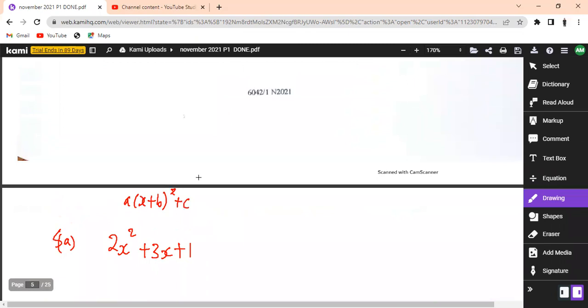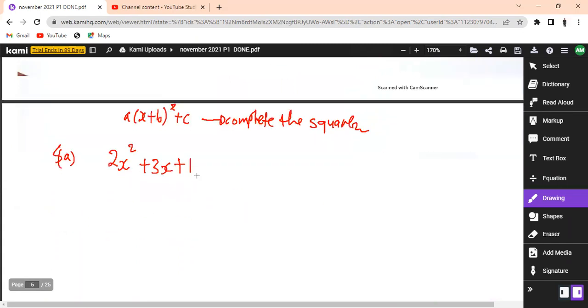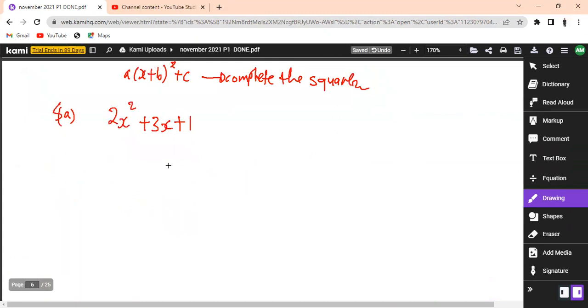So this can only be achieved if we complete the square. Remember, guys, by completing the square, you are supposed to make the coefficient of x squared, which is this one, to be 1. So in this case, we can factor out 2. If we divide here, we are left with x squared plus 3 over 2x plus 1 over 2, like this.